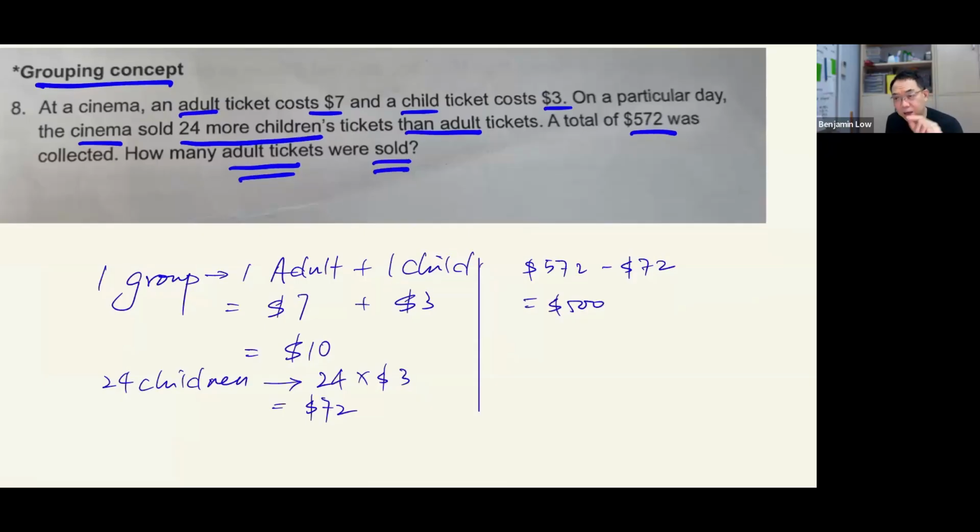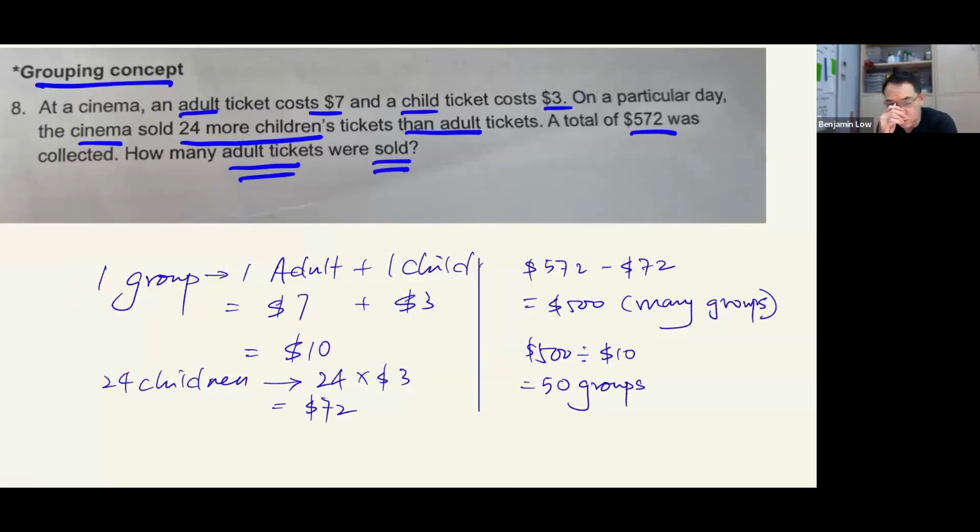So 500 is made up of many groups. There are many groups here. So the question is, how many groups? You take 500 and you divide by 10, right? Because one group is 10. So if you divide, can you tell me? The answer is 50, right? But my question is, 50 what? You got an answer? The answer is 50 groups.